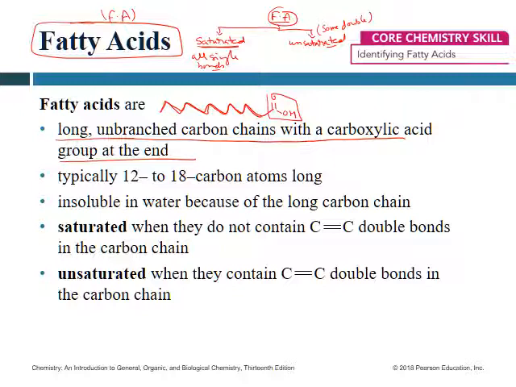And this unsaturated can be divided into two: monounsaturated or polyunsaturated. Right? What is mono? Mono means you only have one double bond in the structure of fatty acid. Poly means you can have multiple double bonds.